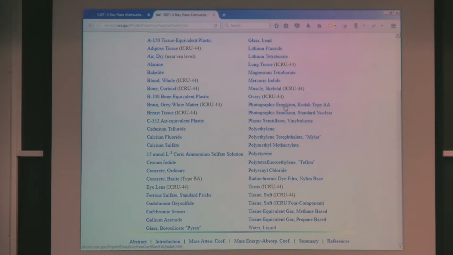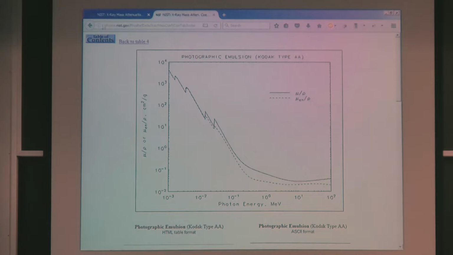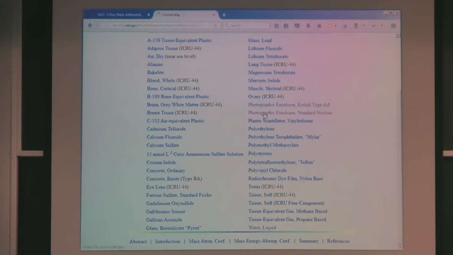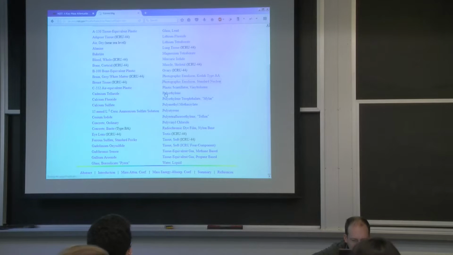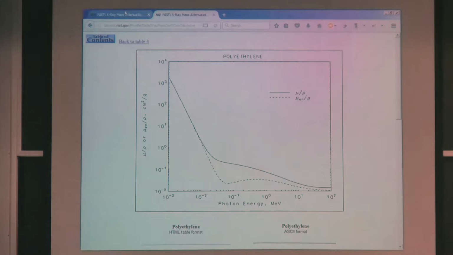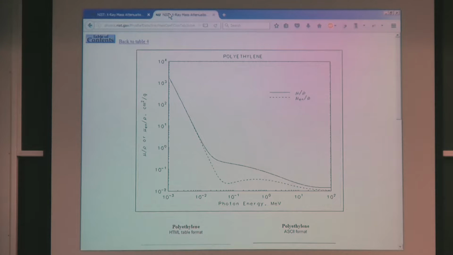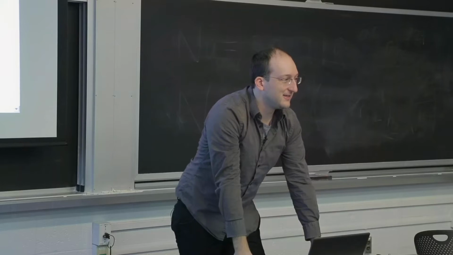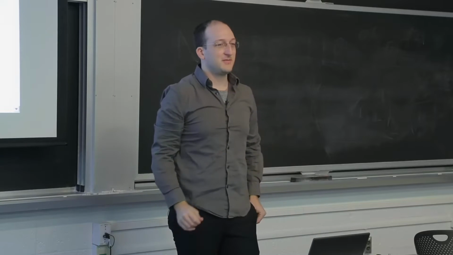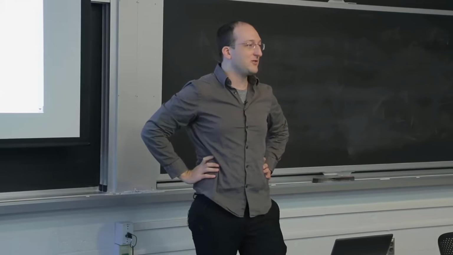Is there something Kodak? Okay. Or Kodak, standard nuclear, I don't think that sounds right. Let's go with polyethylene, plastic. Carbon, plastic. Carbon, plastic. Carbon, plastic. Basically identical.